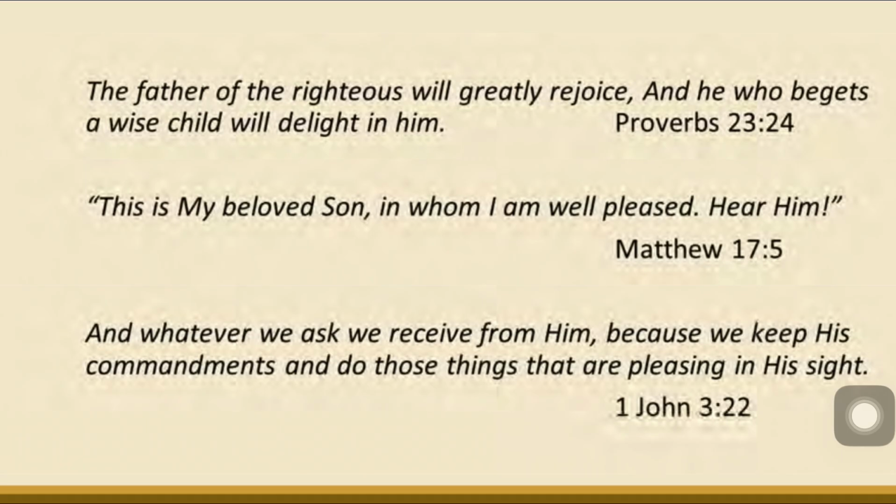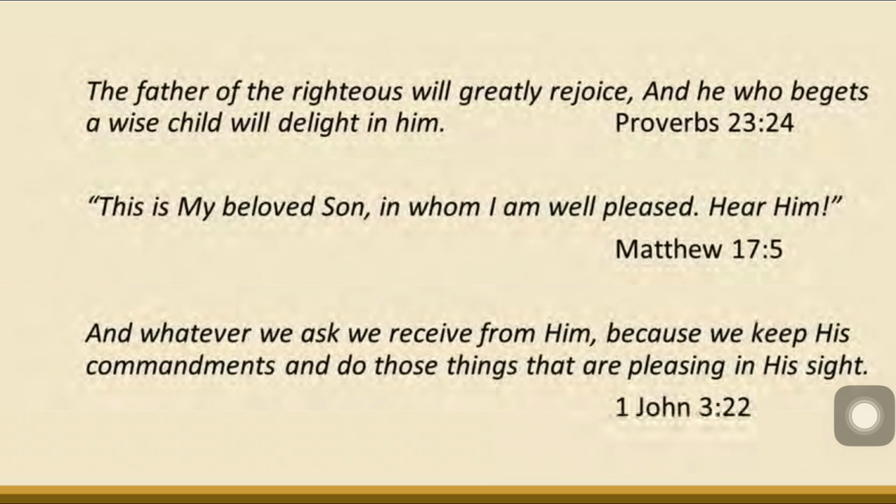Like in the Bible, in Proverbs 23:24, it says that the father of the righteous will greatly rejoice. The father will greatly rejoice, and he who begets a wise child will delight in him. This means a father will have great joy if he has a wise child. A child gives great happiness to the parents.